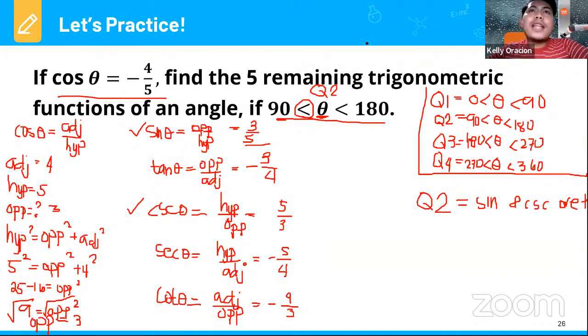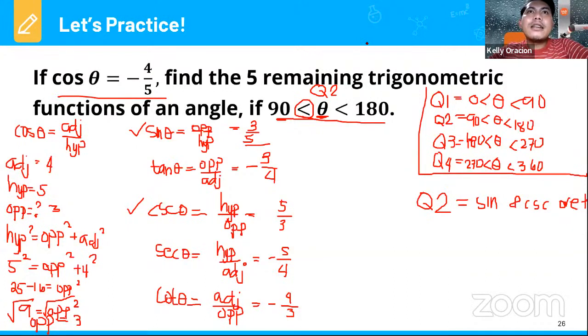How about, sir, if it is a quadrantal angle? Where is its location? I think, Selena, it's impossible. It's impossible to create a triangle if the angle is quadrantal. For me, it's impossible, so there is no example with that kind of situation, Selena. So don't worry about that.